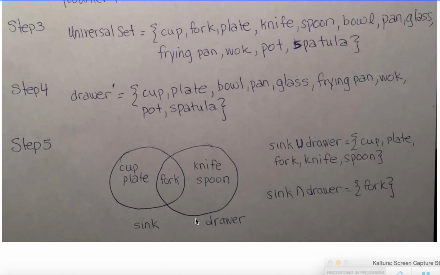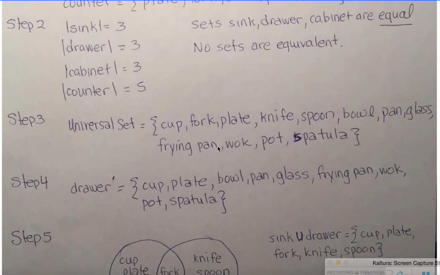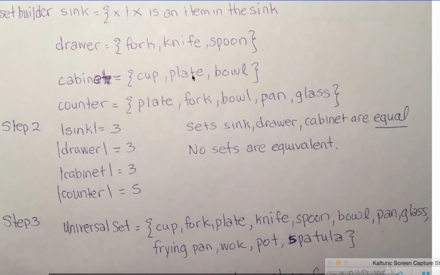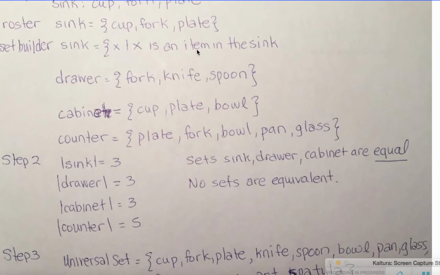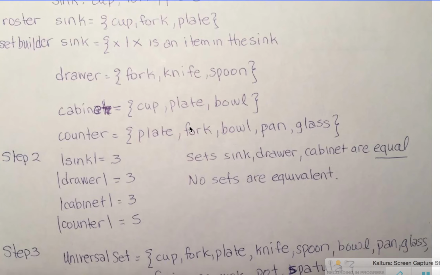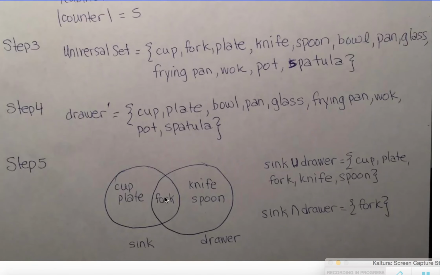So if you check the sink and the drawer, the sink has a cup, a fork, and a plate, and the drawer has a fork, a knife, and a spoon. So the common item is the fork. And the common item is what we put in here, or any common items. There can be many common items. There can be no common item. So the fork is here. In the sink, we have the cup and the plate. And in the drawer, we have the knife and the spoon.